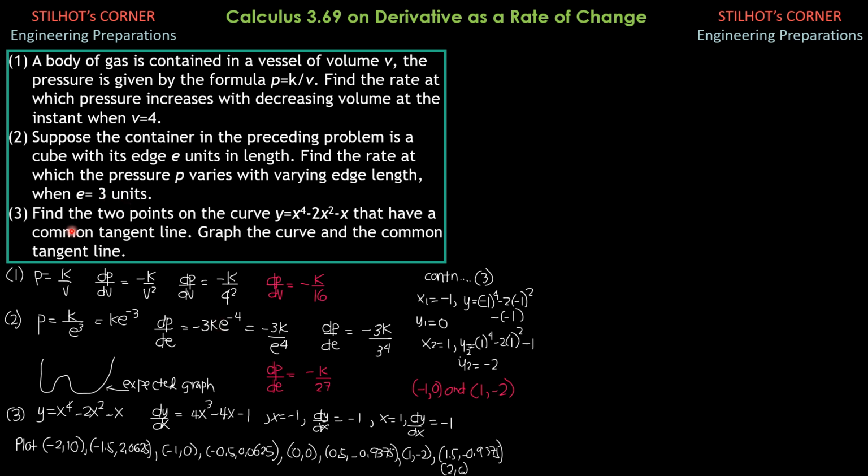Then for problem 3, find 2 points on the curve y equals x to the fourth minus 2x square minus x that have a common tangent line. Graph the curve and the common tangent line. So first, the expected graph of the curve would be this. It is quartic, so fourth. If it is cube, then it may look like that.